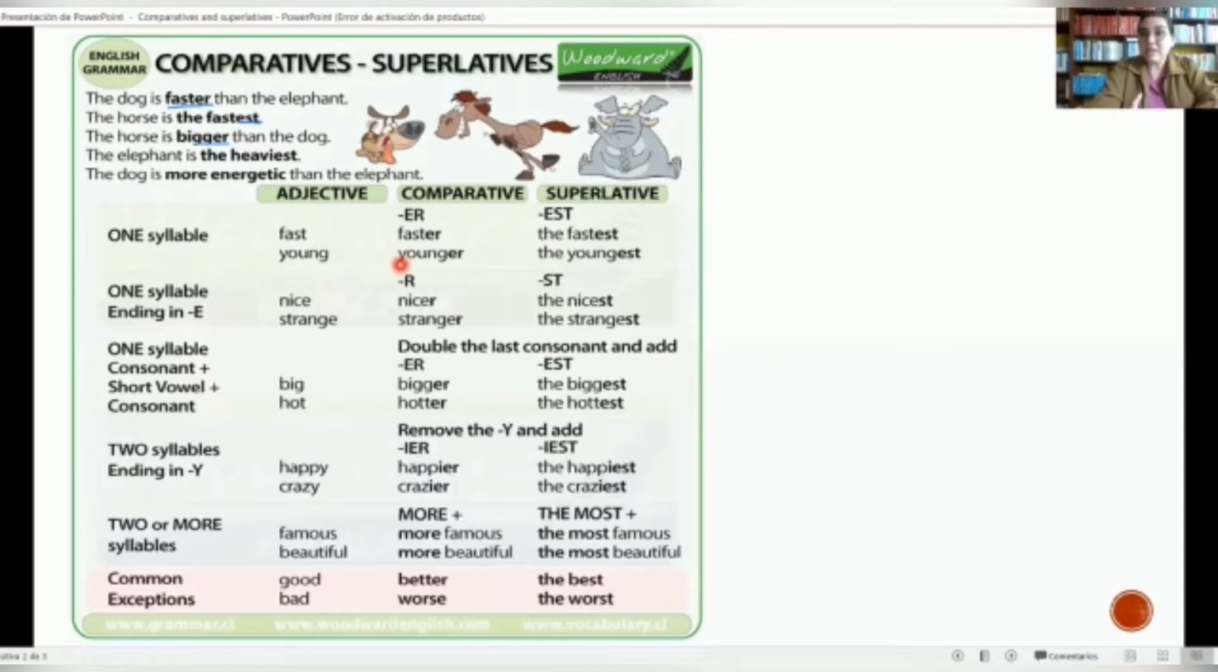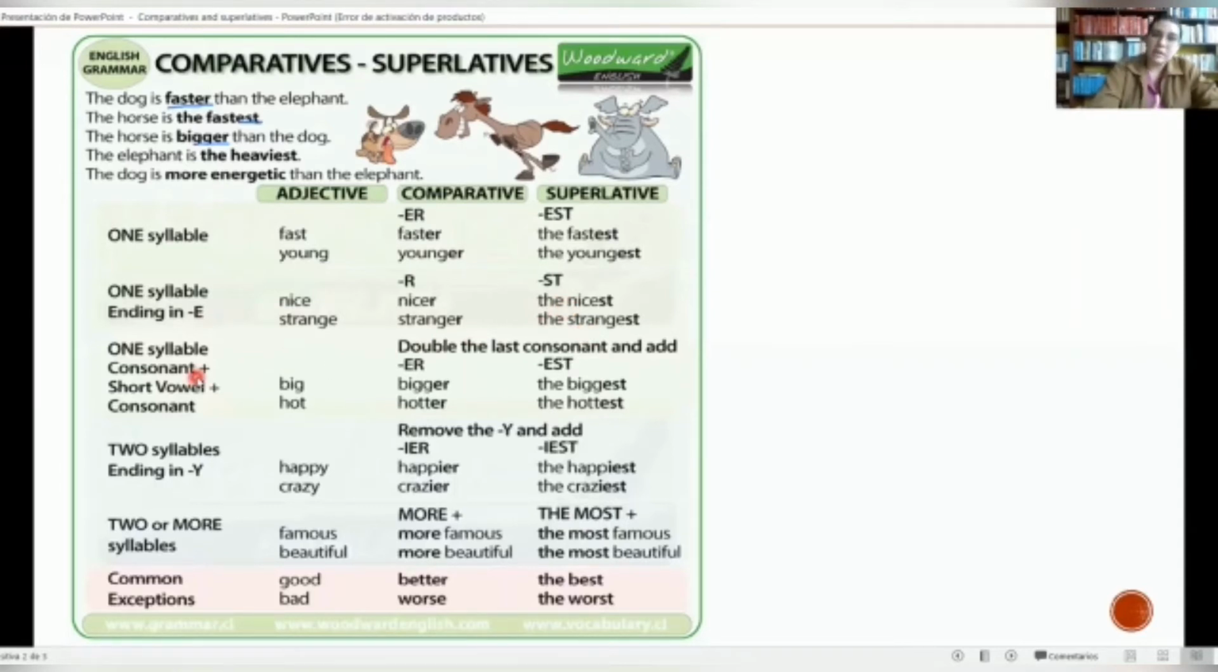This is normal. We were talking about this in the beginning of the class, and this is the same. But when it has one syllable and ends in E, you don't need to add another E. You can use that E and complete with an R. For example, nice, nicer, strange, stranger, nicest, strangest, okay?